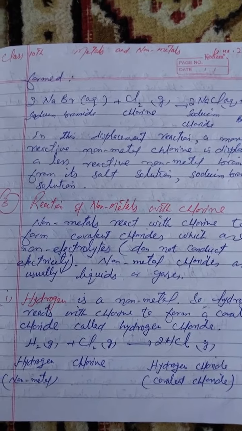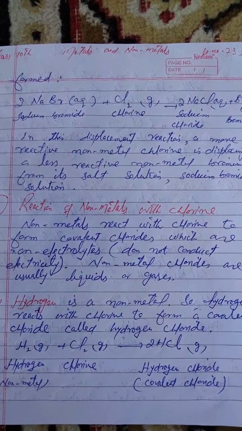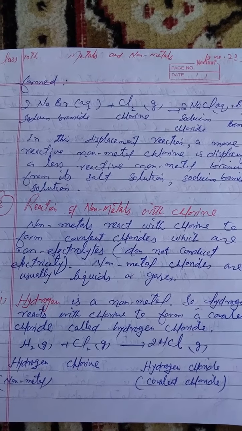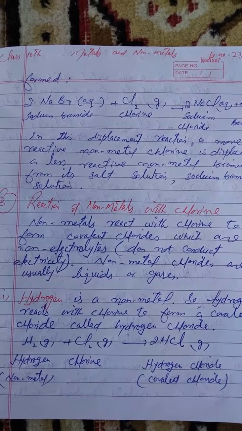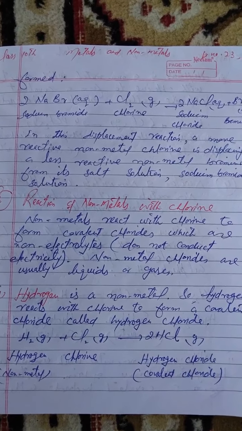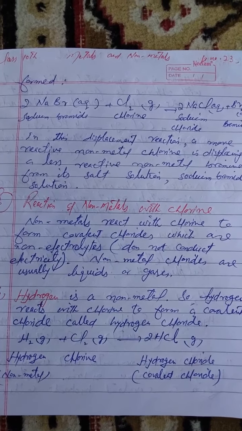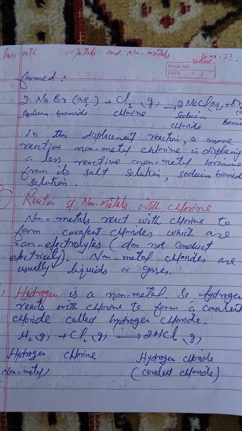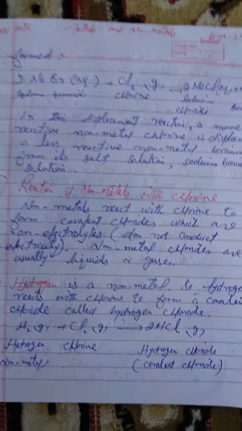Let us take some examples. Hydrogen is a non-metal. So when hydrogen reacts with chlorine, it forms a covalent chloride called hydrogen chloride. So hydrogen reacts with chlorine, forms hydrogen chloride. Phosphorus is a non-metal. It reacts with chlorine to form a covalent chloride called phosphorus trichloride.